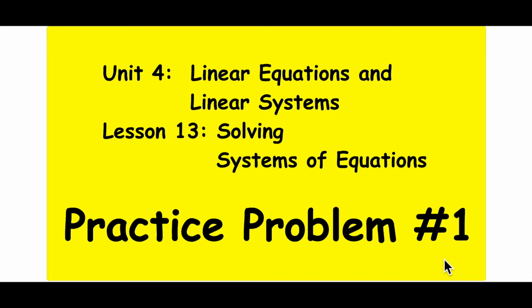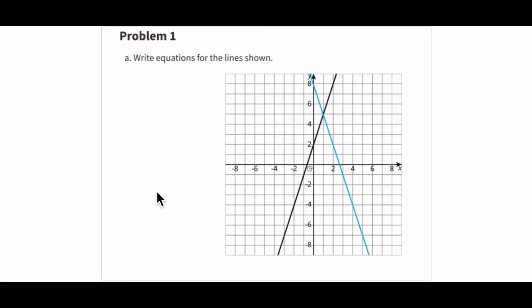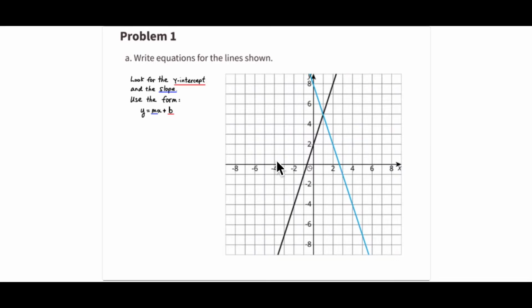This is practice problem number 1 from lesson 13, solving systems of equations, unit 4. In this practice problem, you are to write equations for these two lines. And when you write equations, look for the y-intercept, so where each line crosses the y-axis, and calculate the slope for each line. Then you can use this form.